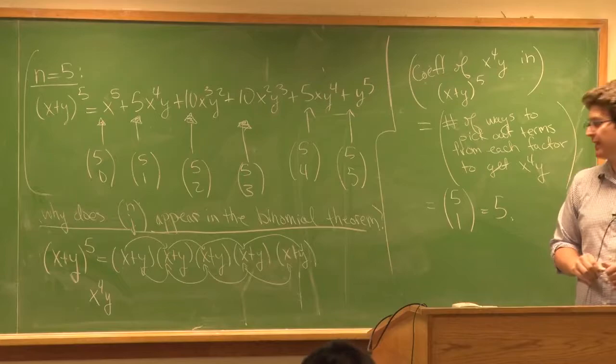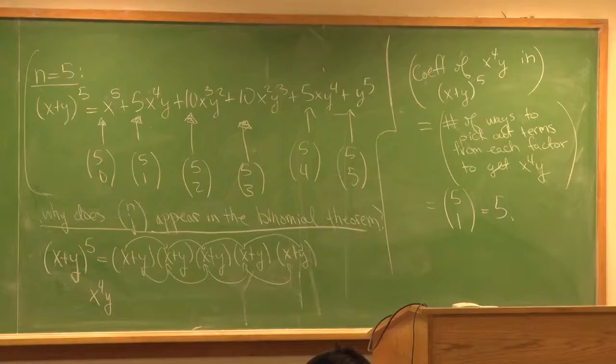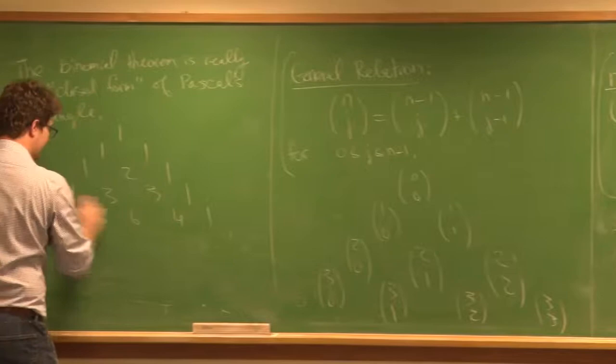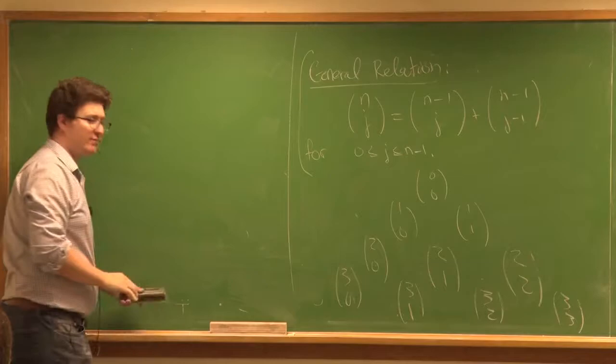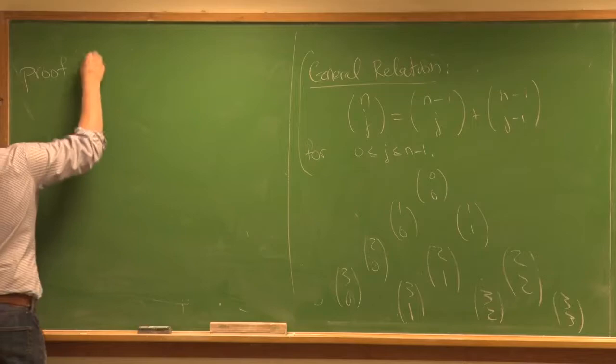All right. So now, using this relation here, I'm going to prove the binomial theorem, which is that x plus y to the n is equal to that sum involving binomial coefficients. So the proof of the binomial theorem.